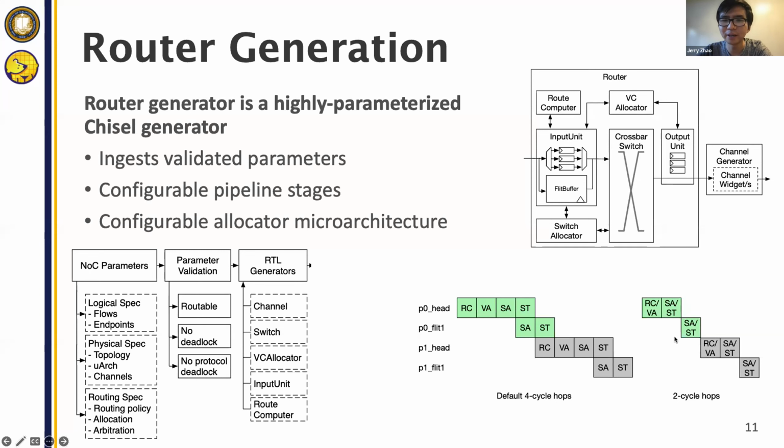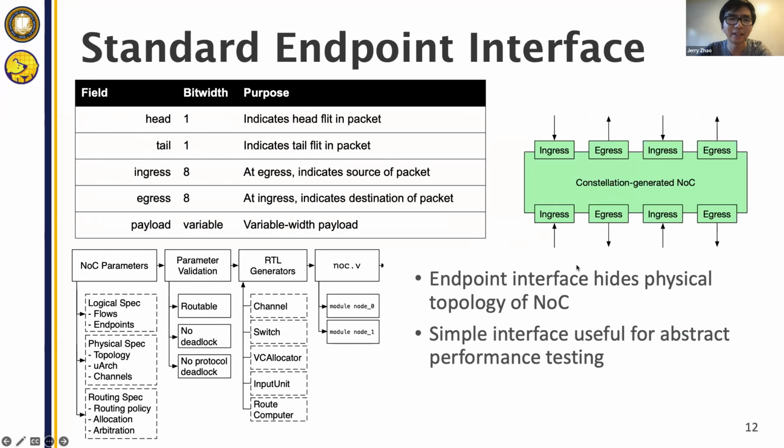So after we generate the routers, the resulting Verilog implements a complete NoC with a minimal internal protocol. At the ingress points, flits specify whether they are the head, tail, or body of a packet, and also provide information on the destination identifier of the packet. So where is this packet actually trying to exit the NoC? At the egress points of the NoC, the NoC provides the head, tail information as before, as well as the ingress information of the packet.